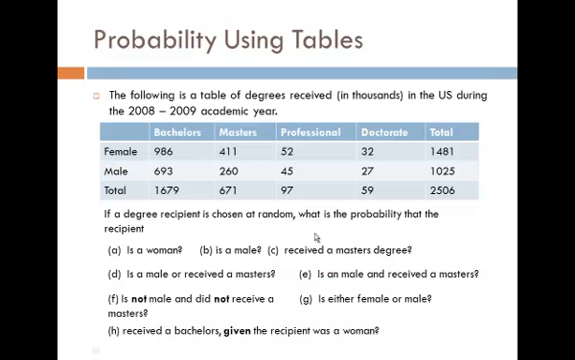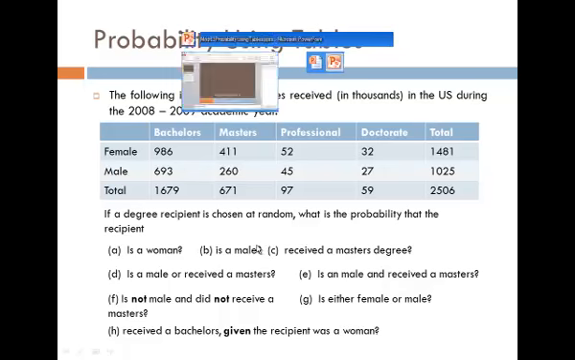All right, so here we have a contingency table. This is a table of degrees received in thousands, don't worry about the thousands, in the United States during the 08-09 academic year. We have female, male, total, bachelor's, master's, professional, doctorate, and total. If you add up all the numbers in the first row, you should get 1481. The second row should give 1025, and all the totals should give 2506. So we should first double check that those numbers are correct.